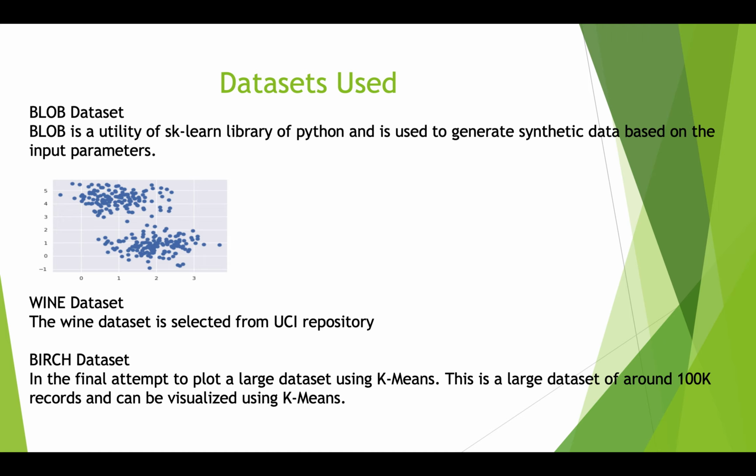I'll discuss now the datasets I've used for it. So first is the blob dataset. This is basically synthetic data that is generated by a utility in the sklearn library. So next is my wine dataset, which I selected from the UCI repository. And last one is the Birch dataset. This dataset is selected because it has a lot of records, around 100K records, and I wanted to see how the clustering works for a large dataset.